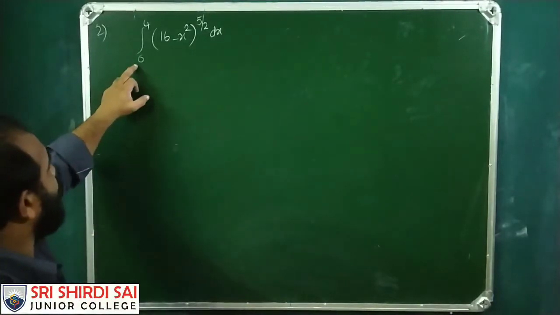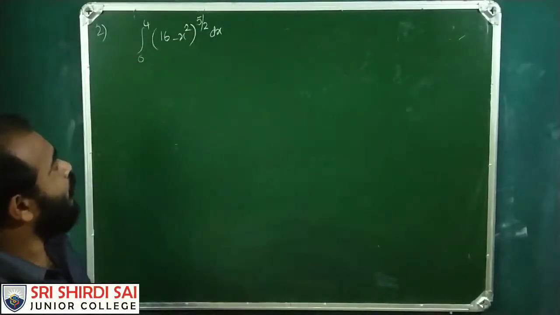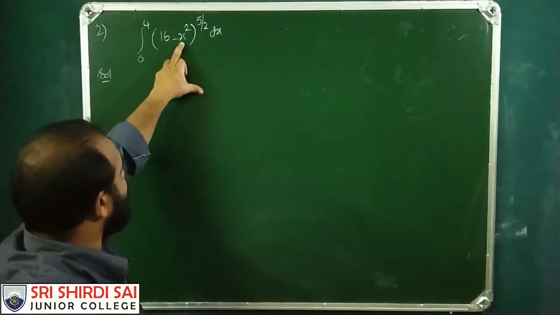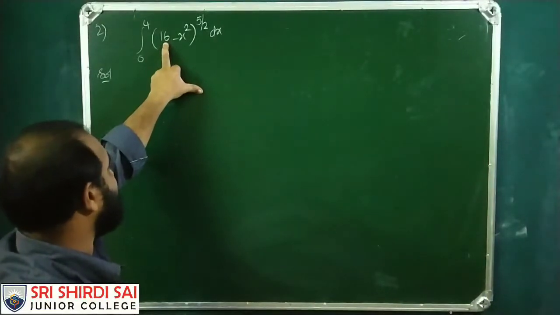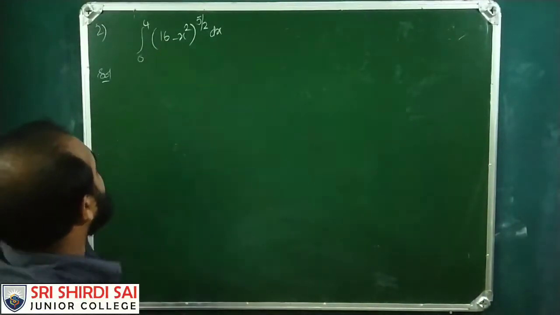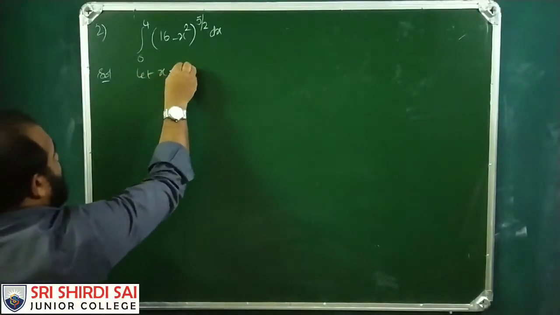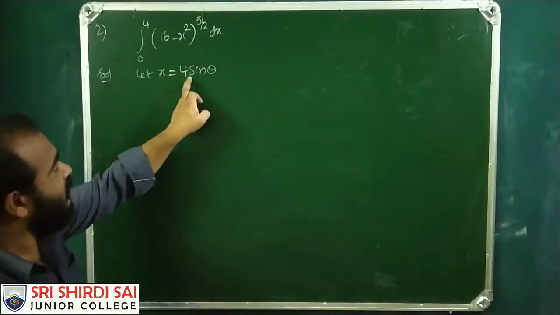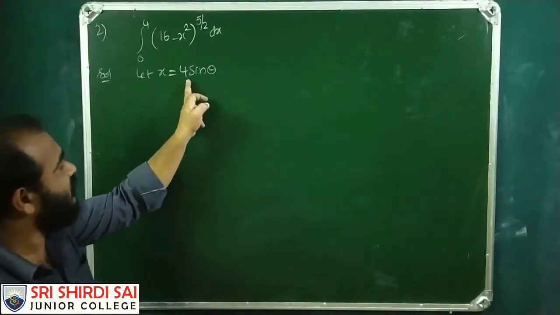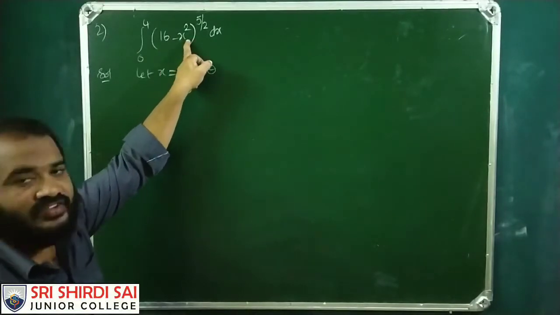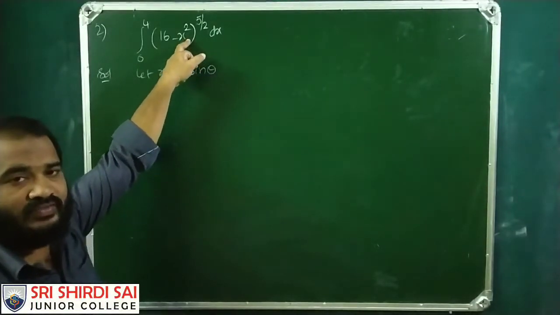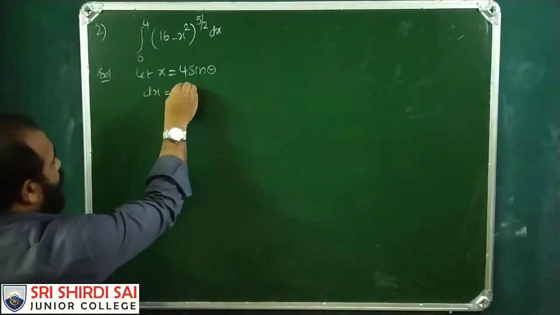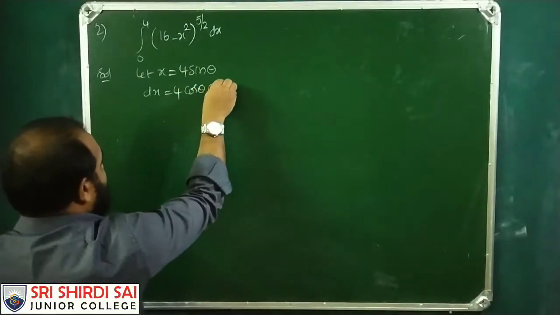Next, integral 0 to 4 of (16 minus x square) whole power 5 by 2 dx. Solution. So here x square is there. This is 16. 16 can be written as 4 square. So let x equals 4 sin theta. Why? Because x square means 4 square sin square theta, 16 sin square theta. 16 minus 16 sin square theta, if I take 16 common, 1 minus sin square theta, we are getting cos square theta for that purpose. So dx is equal to the derivative of 4 sin theta, which is 4 cos theta d theta.